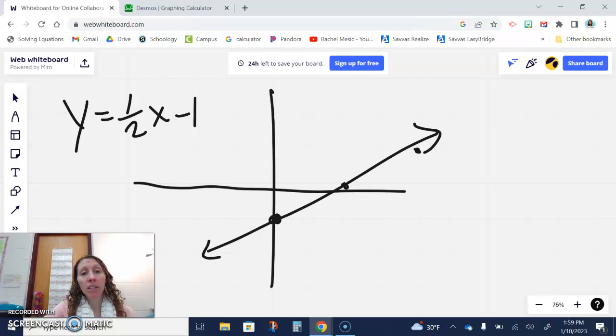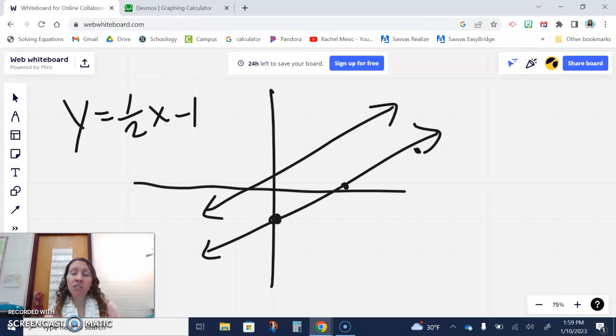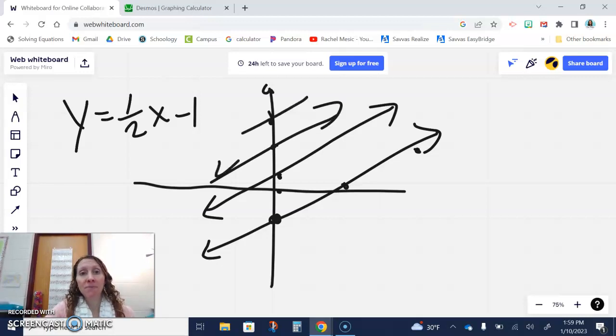All right, so a parallel line would be something like this. So it's going to have the same slope. It will never intersect the other line. However, the y-intercept is going to be different. So it can be at any point along this y-axis, okay? But we have to make sure that the slope is the same.